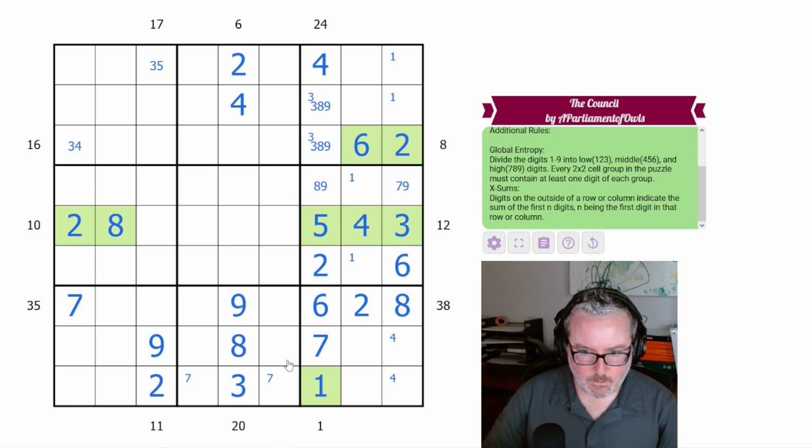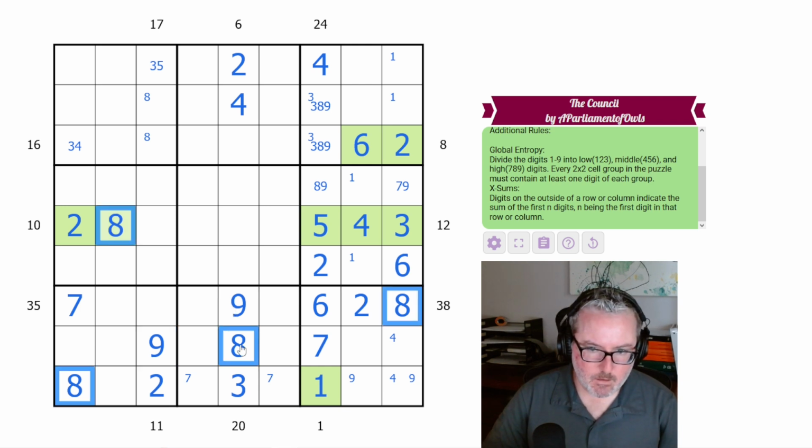What's next in line? Because we've got a couple 9s now, so these have to have 9s in them. One of these has to be an 8, so it has to be this one because of that. One of these two has to be an 8. Can we go any further with these guys? Doesn't quite look like it.